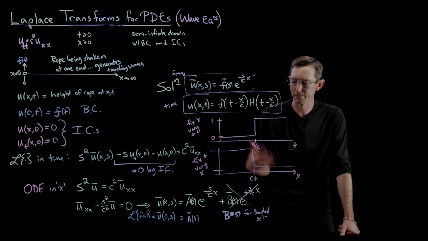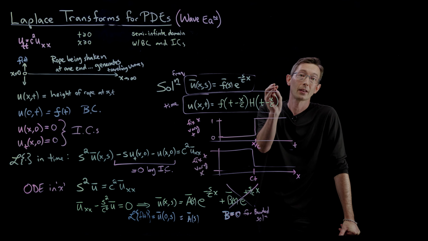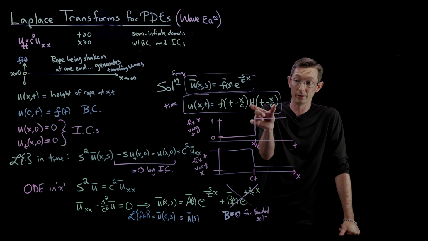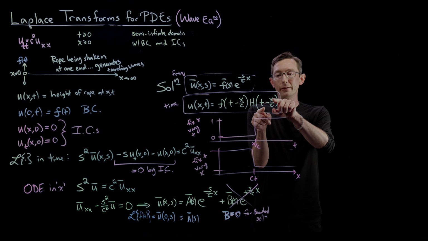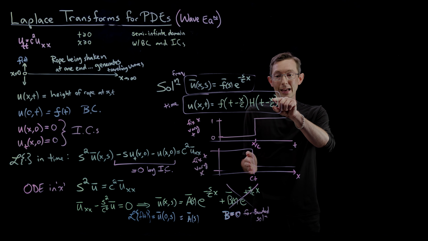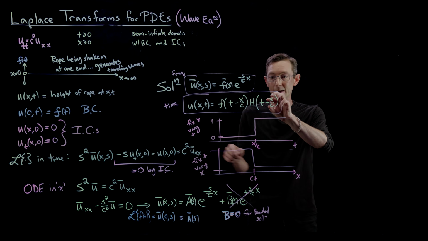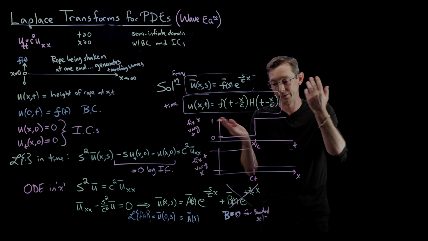Convince yourself of that. Remember our Heaviside function, when this argument is less than 0, the Heaviside is 0. And when this argument is greater than 0, Heaviside is 1. And so if I fix t, then for x less than ct, this thing is positive and I have 1. And when it's greater than ct, this argument is negative and I have my Heaviside 0.